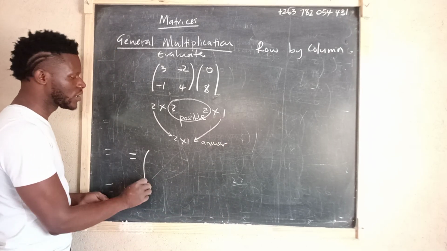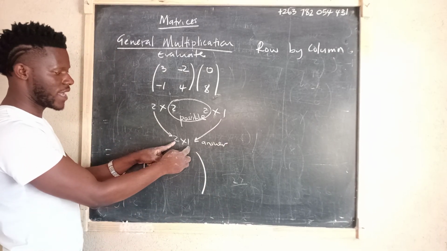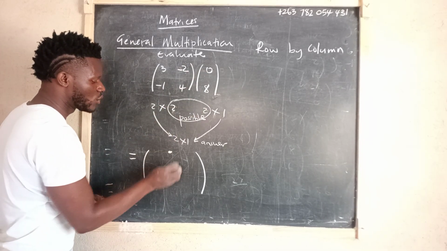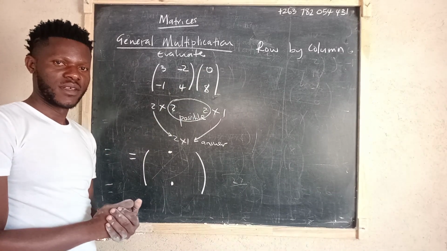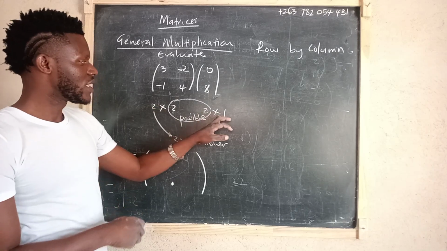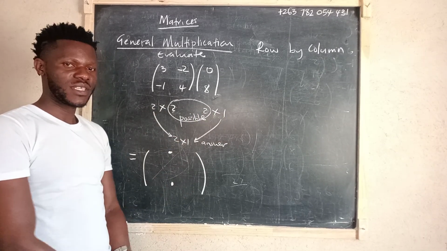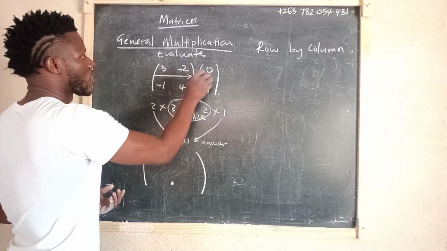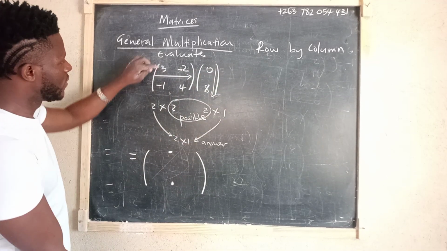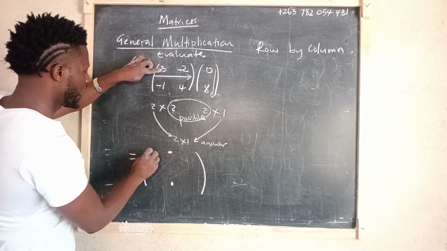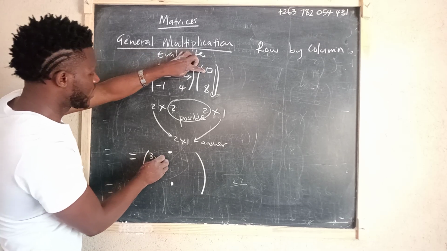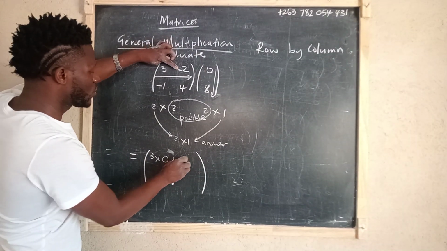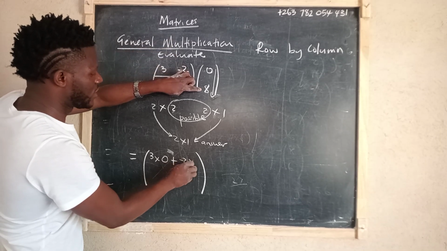So we are going to sketch this answer as 2 by 1. A 2 by 1 is just like this: one number on top, one number below. So it's very important to state the orders of matrices for these two important reasons. Now we are multiplying row by column. The first row is 3 multiplied by 0 plus minus 2 multiplied by 8.